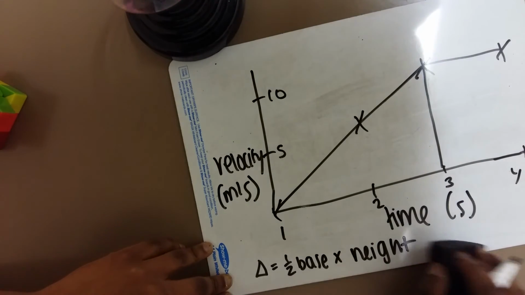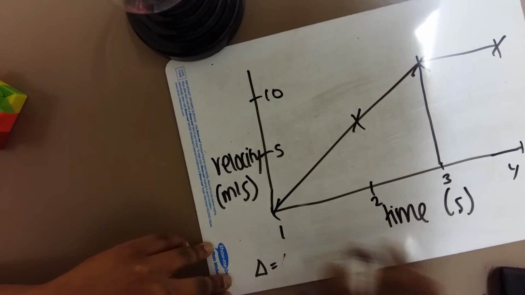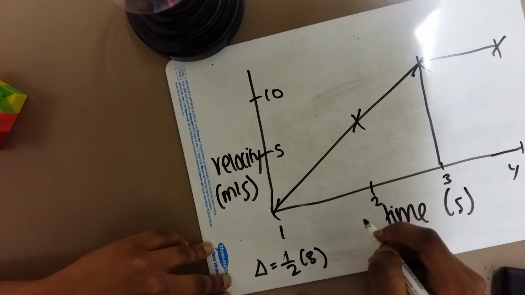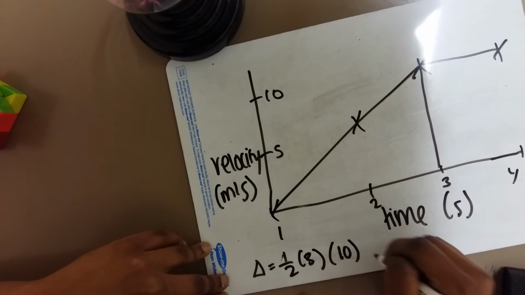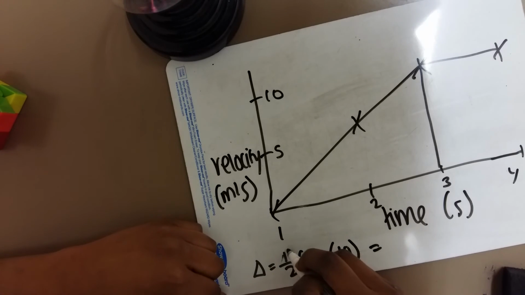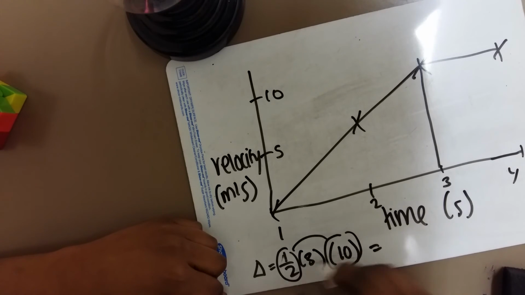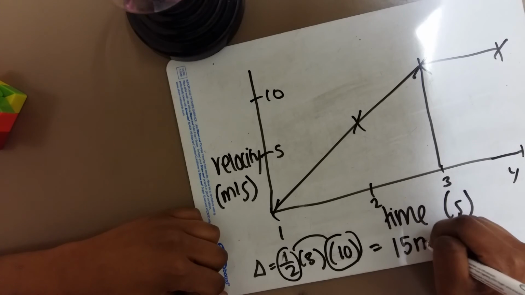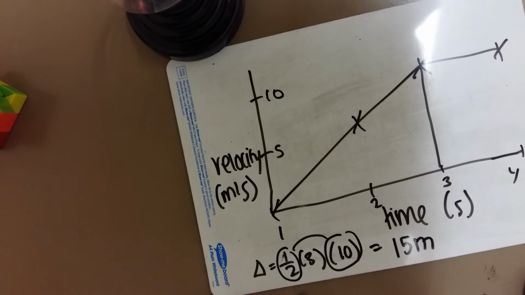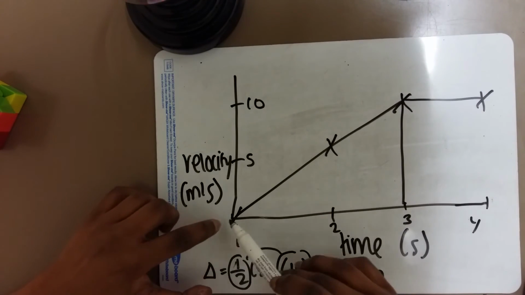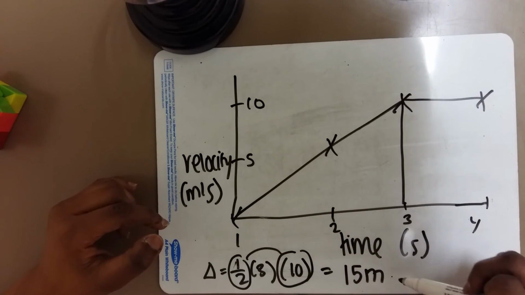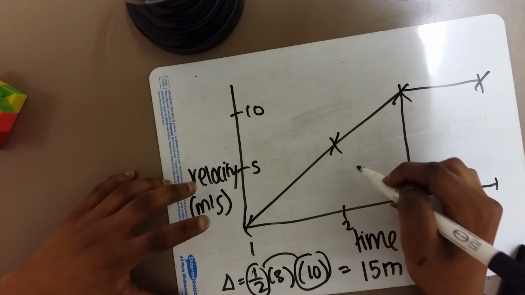If we plug in the values for half base times height, the base of this triangle is 3. So it's half of 3 times the height, which is 10. We can do this without a calculator. We can just do half of 10, which is easier to do in your head. That's 5. 5 times 3 is 15. So that's 15 meters, the distance traveled as it accelerates from there to there in 3 seconds. That's part A.